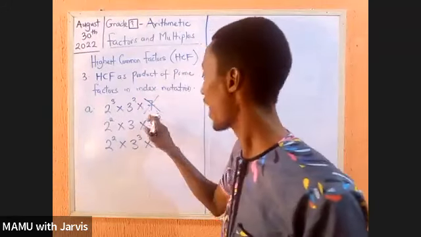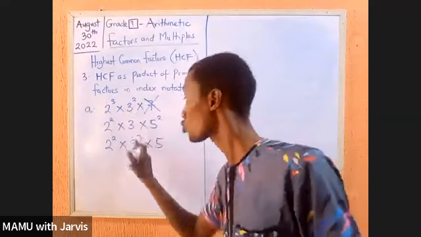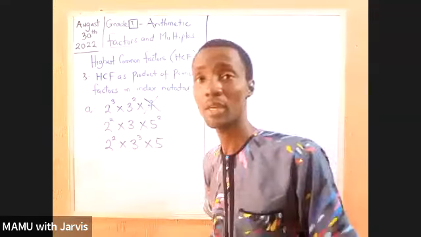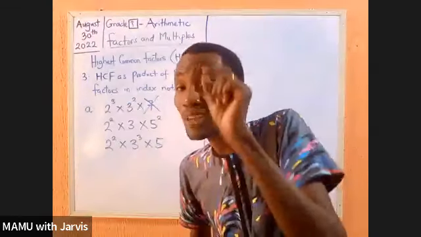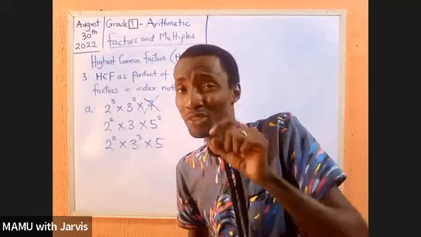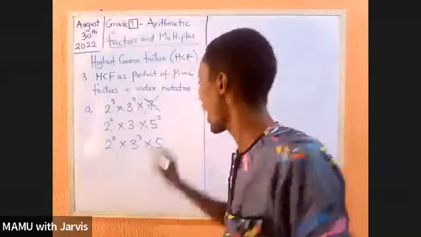No, we don't need 5 because 5 does not occur all through. I can't see 5 in all of them. Because I said the factor must occur all through. That's the concept of common factors. A factor I see all through. So I don't need 5.